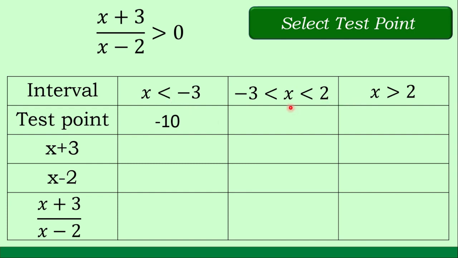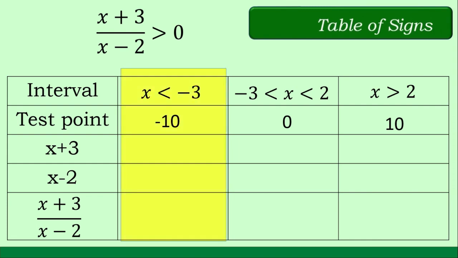How about at the center, between -3 and +2? I'll choose 0. How about for the last interval, x greater than 2? I will use +10. There. So these are my test points, -10, 0, and 10. Now, these test points will be useful for our next step, that is for the table of signs.